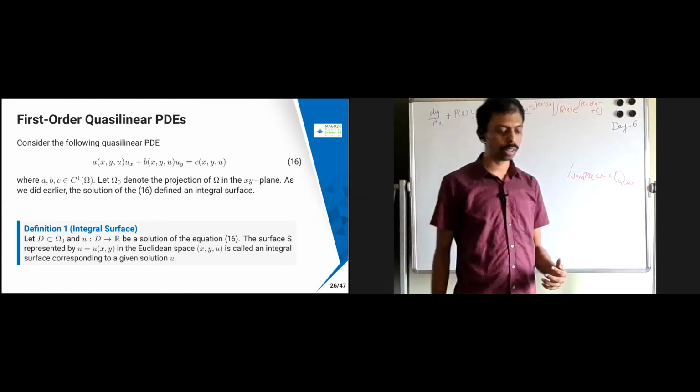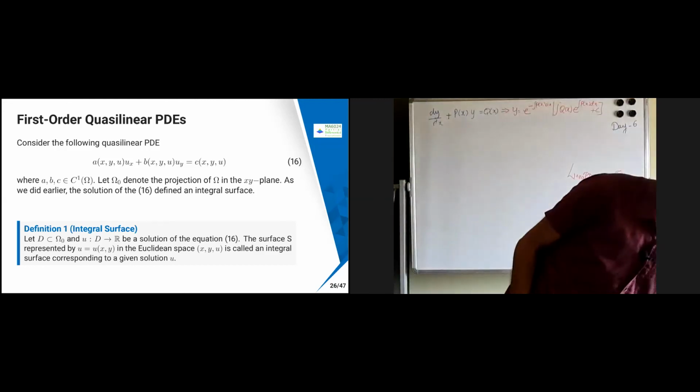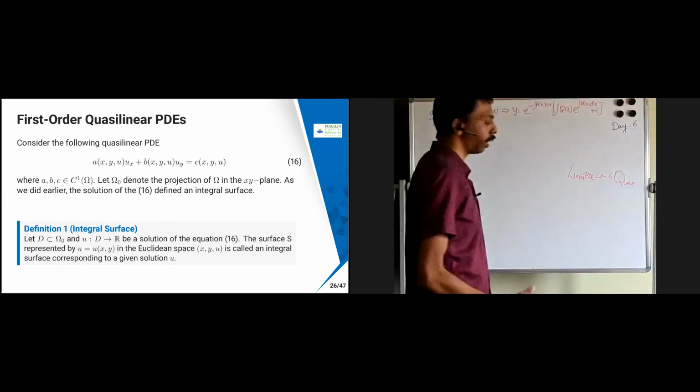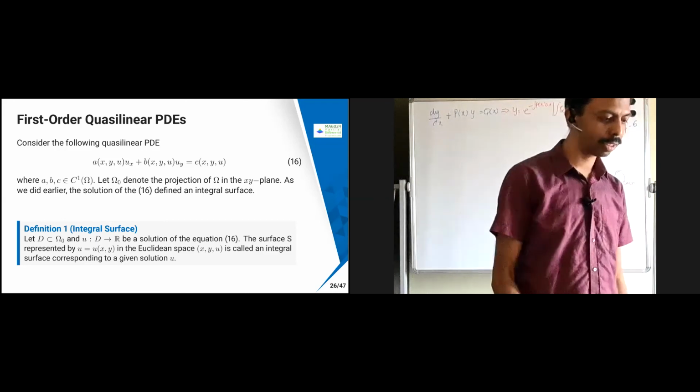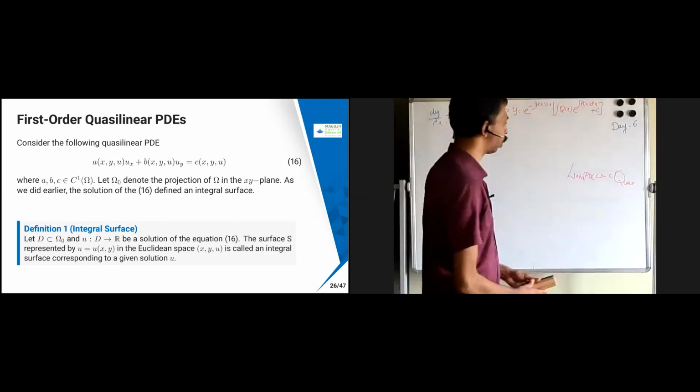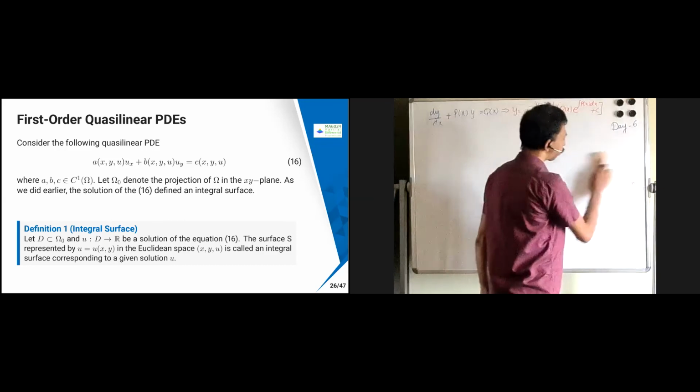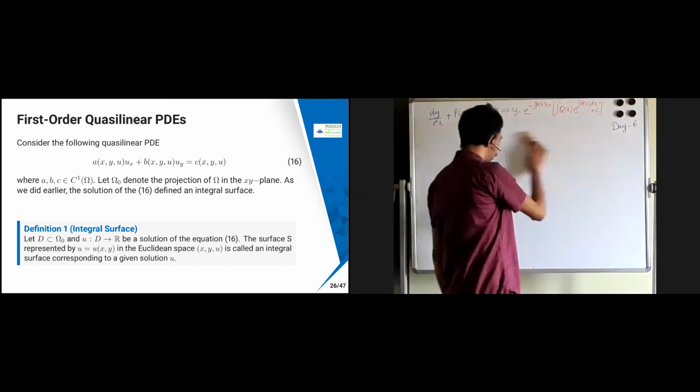Same setup, but I don't want to give you those complicated things immediately. I just thought to give you the idea of how the method of characteristics works, and then you can go for the complicated ones. Here it is a little bit different.